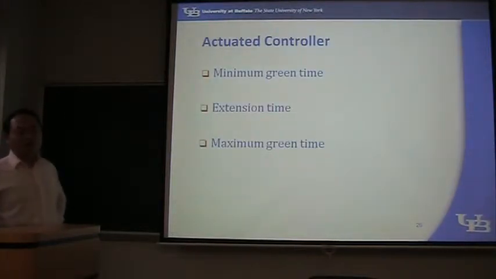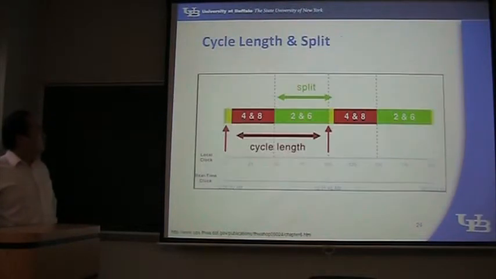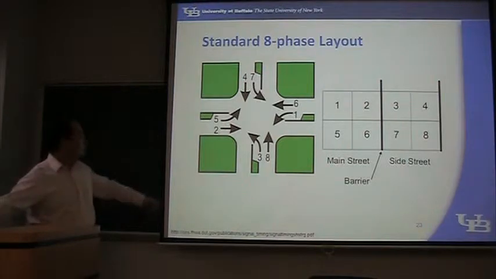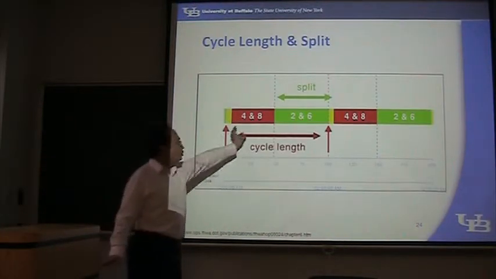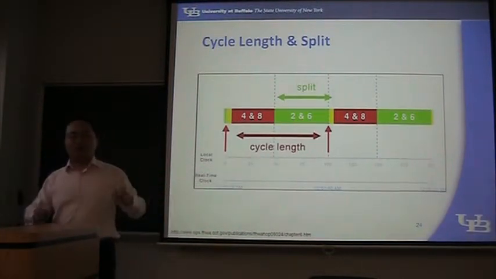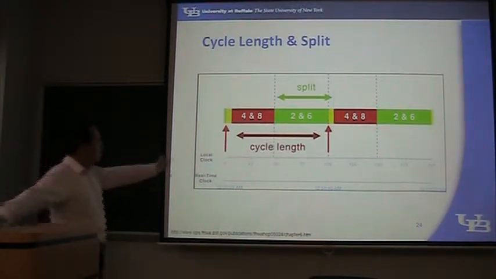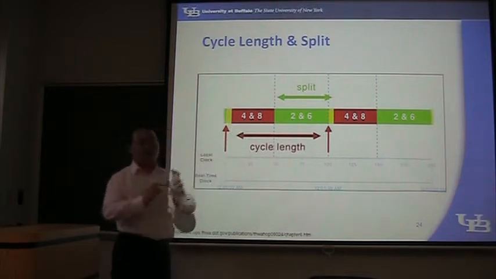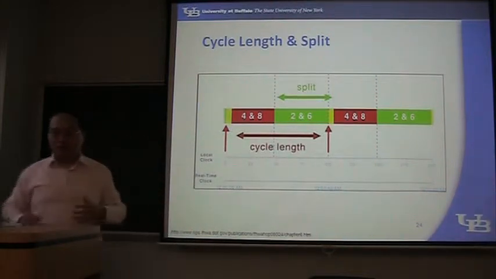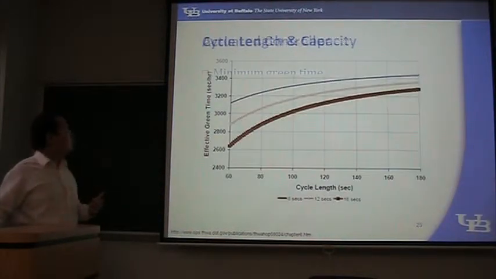Now, quickly, I change to the next topic called actuated controller. For this plan, if these splits are fixed, it's called a fixed time, or pre-timed controller. But if the split length is variable, that will be called an actuated controller.